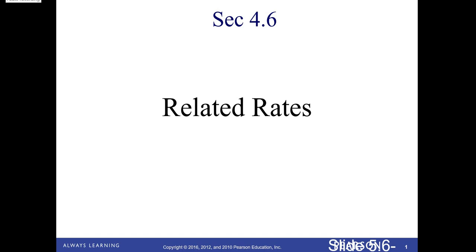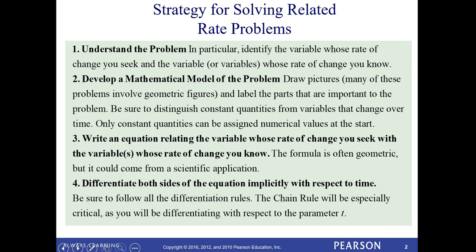Section 4.6 is related rates. So we've got some stuff to write down first, and then we'll talk about it. Again, write down what you feel is necessary for you, but some of this is important. So the first thing, of course, is to understand the problem. But this is really important.